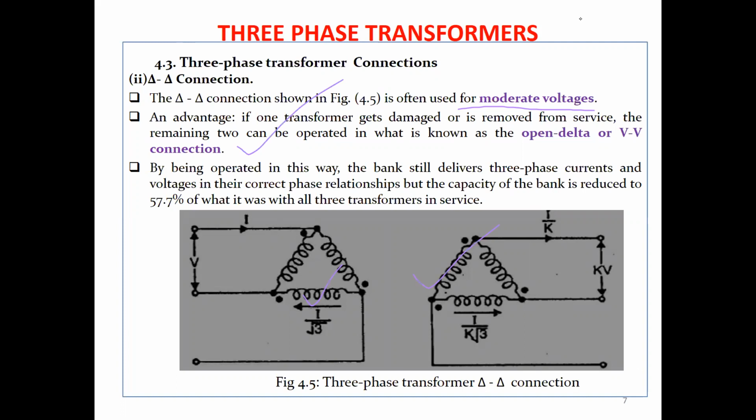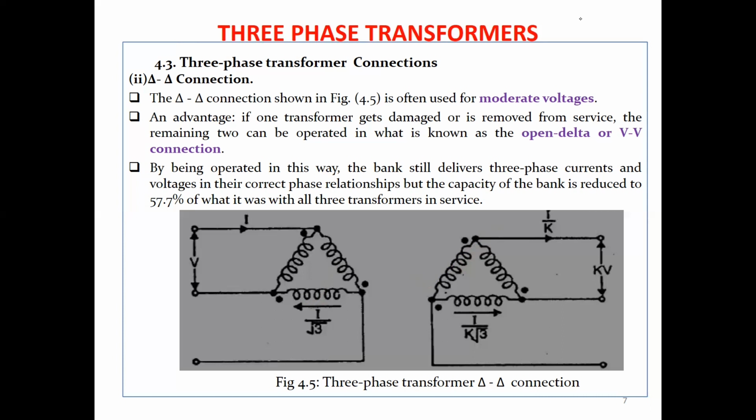An advantage of using a delta to delta connection is that if one transformer gets damaged, or is removed from service for maintenance, the remaining two can be operated in what is known as an open delta or a V-to-V connection. When you remove one transformer, you only remain with two transformers. That is when you have three similar single-phase transformers connected.